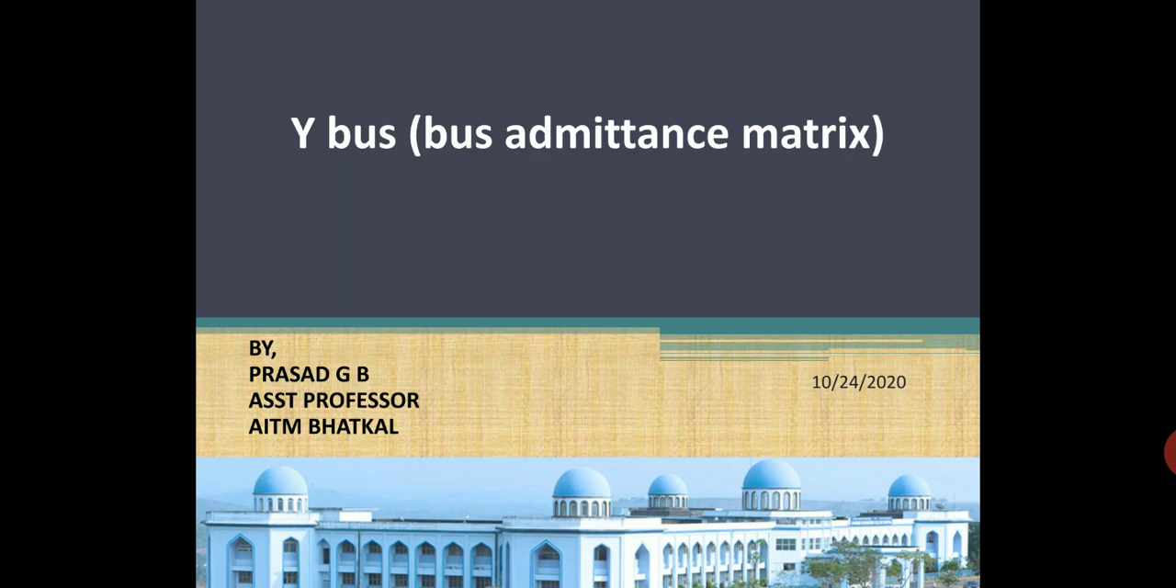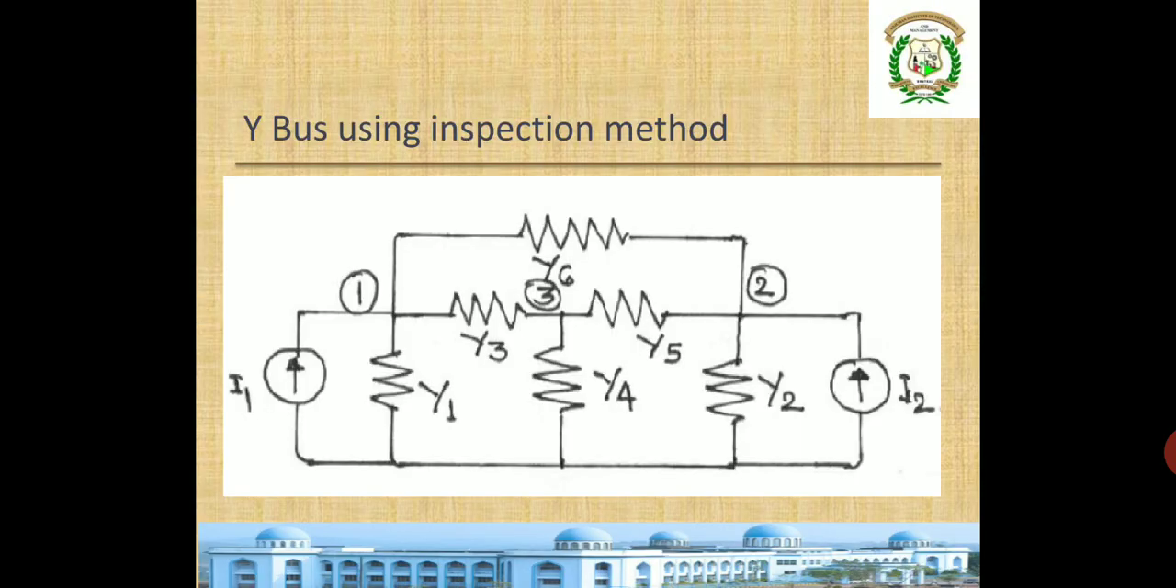For your syllabus, we are going to see two different types of YBus formulation. One is YBus using inspection method. Another one is YBus using singular transformation. First, we are going to see how to build a YBus using inspection method.